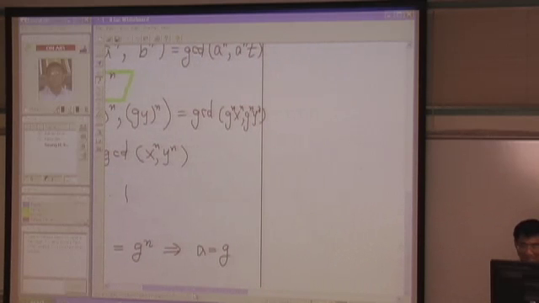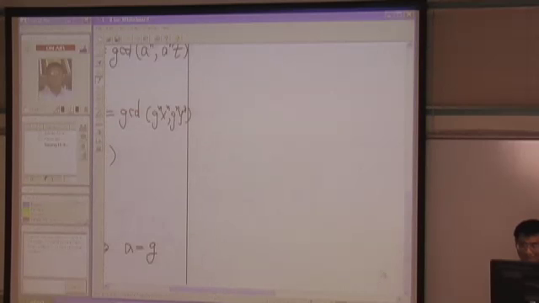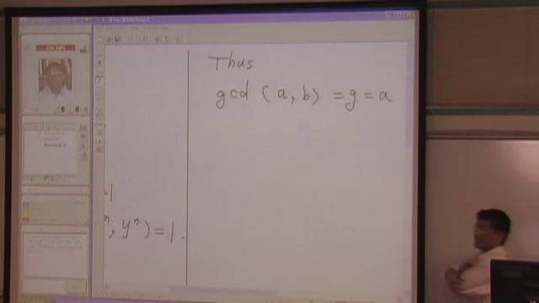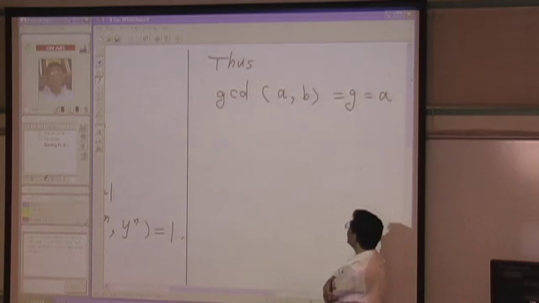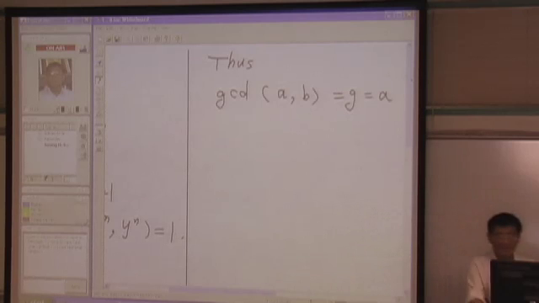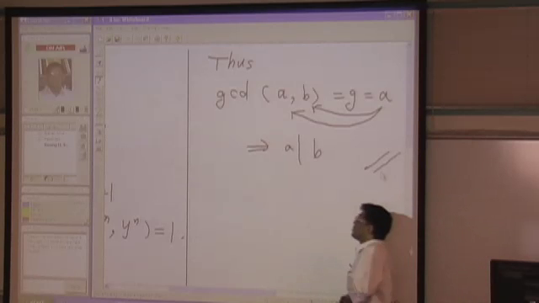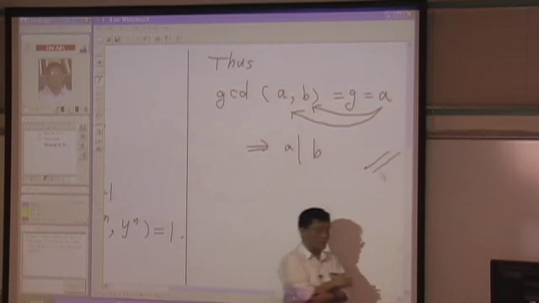GCD of a, b equals g equals a, right? GCD of a, b is g and g equals a. It means a divides both numbers, right? So a divides b and we are done, right? So I completely showed you the proof. If you have a question about any step, you can ask me.